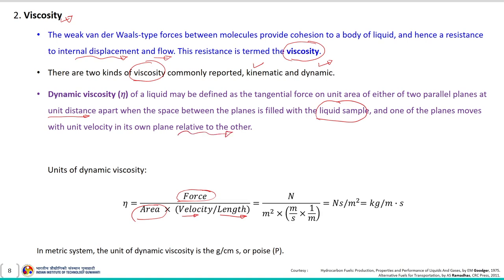The following equation can be used to estimate the dynamic viscosity of a given fuel, and the unit of dynamic viscosity is Newton second per meter square, also represented in the form of kilogram per meter second. While in the metric system, the unit of dynamic viscosity is gram per centimeter second or poise.